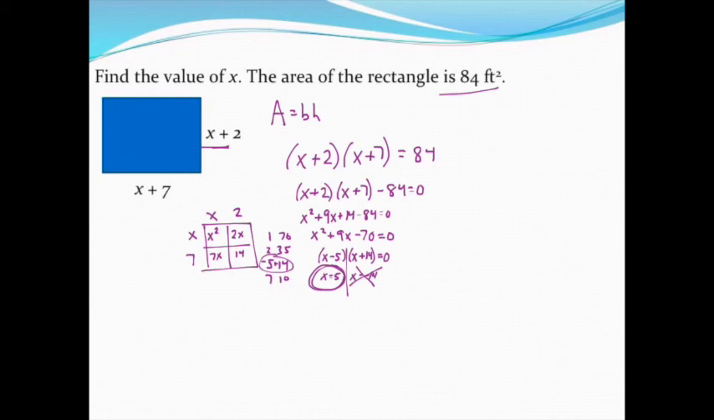If I want to check the answer, it's fairly easy to do. Let's take that 5 and plug it back in for our x and see how long the sides of the rectangle are. So this side must be 12 feet, 5 plus 7 is 12. This side must be 7 feet. And if I check and find the area, 12 times 7 does get me an area of 84 square feet.